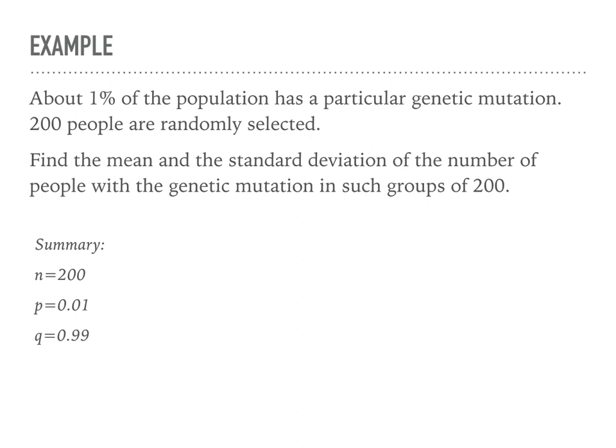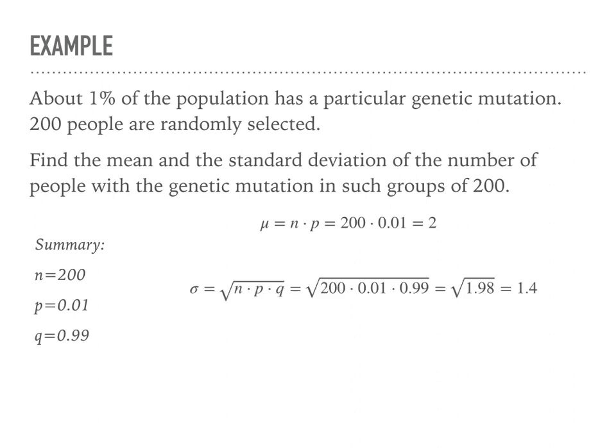So our mean when we're dealing with binomial distributions is n times p. So our mean here is 2. And the standard deviation would be the square root of n times p times q. So that's the square root of 200 times 0.01 times 0.99, which is the square root of 1.98, which equals 1.4.